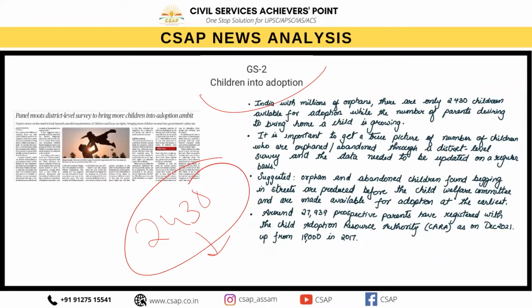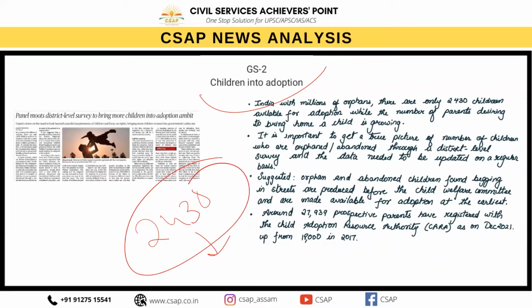Okay, because of the regulation or the adoption norms that we can see in this country. Okay, and there are a large number of enthusiastic parents who are ready to adopt these children. And to address this paradox, a parliamentary panel has recommended district level surveys to proactively identify orphaned and abandoned children.